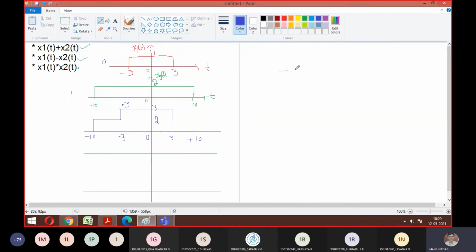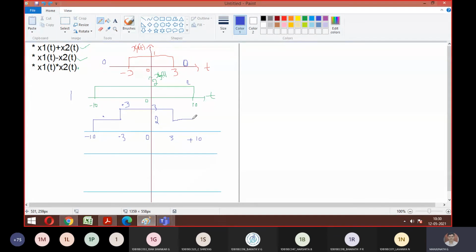After this, from this 3 to 10, what is going to happen? There is nothing here, right? So here it is 0 plus 2. Like how we did towards this side, the same way here also. So the signal looks like this, then it dips at 10. Is it correct? Is it okay to everyone? Yes, sir. So this is what the addition of signals looks like.